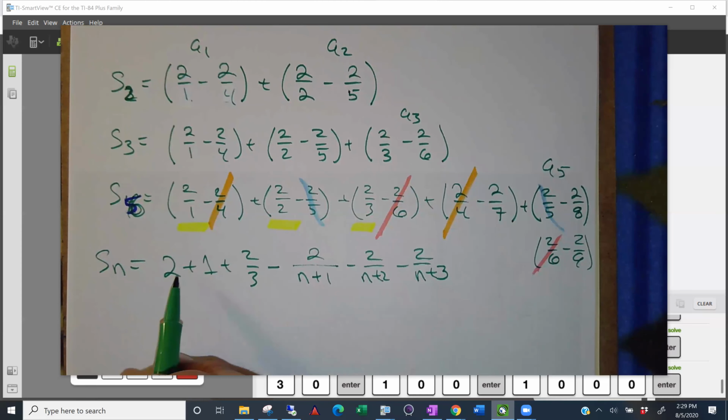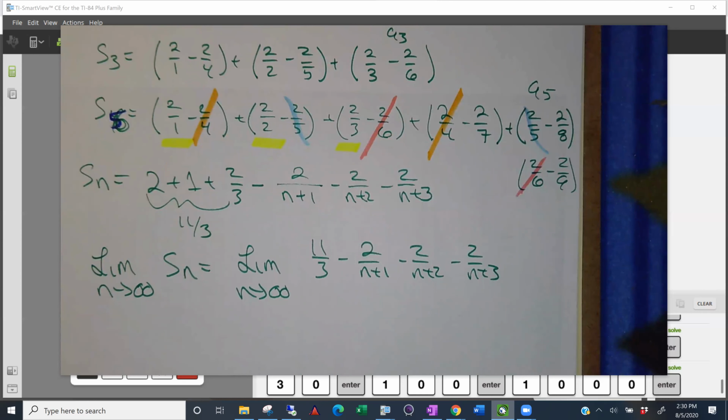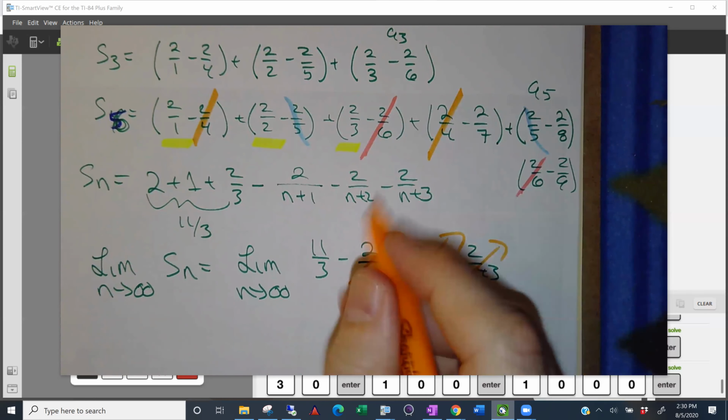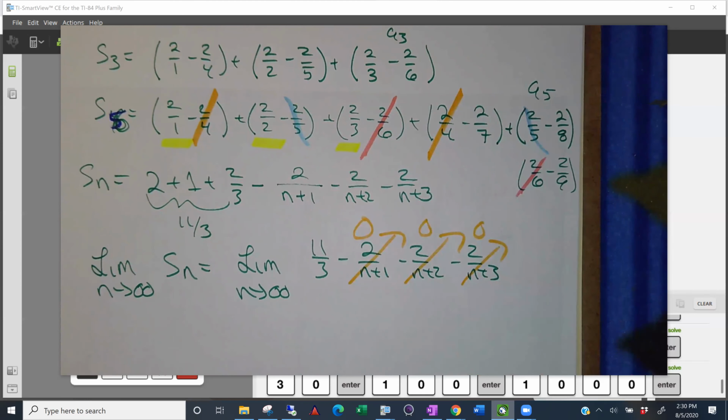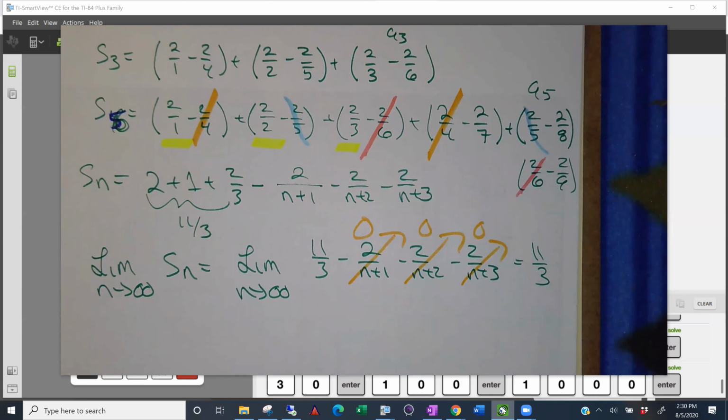All right, so this is 3 plus 2/3, call that 11/3. The sum of our expression then is going to be the limit as n approaches infinity of S sub n, which is going to be the limit as n approaches infinity of 11/3 minus 2 over n plus 1 minus 2 over n plus 2 minus 2 over n plus 3. But there's good news in this. What happens to these terms in the limit? They all go to 0. So you can actually calculate the sum of this, and it would be 11/3. So with these, it's just a matter of figuring out which one of your beginning terms don't cancel.